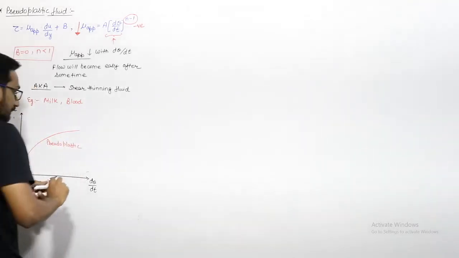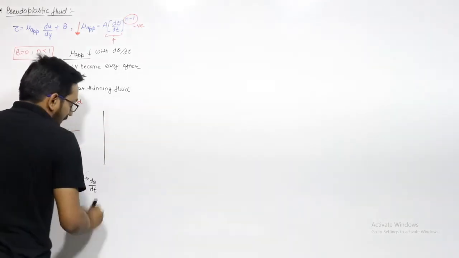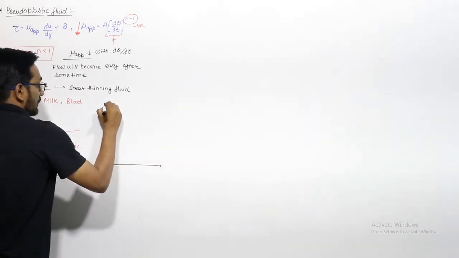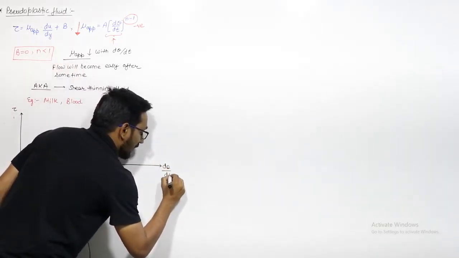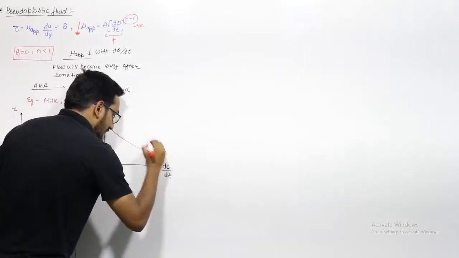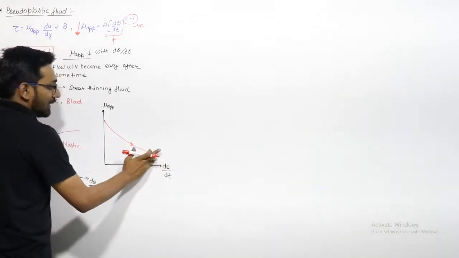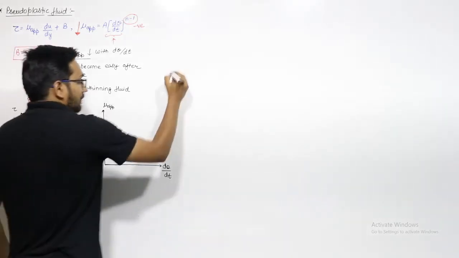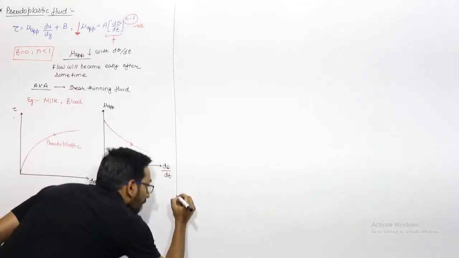And if we draw the apparent viscosity versus d theta by dt graph, it will look like this. Apparent viscosity is decreasing with d theta by dt. So this is the pseudoplastic fluid.